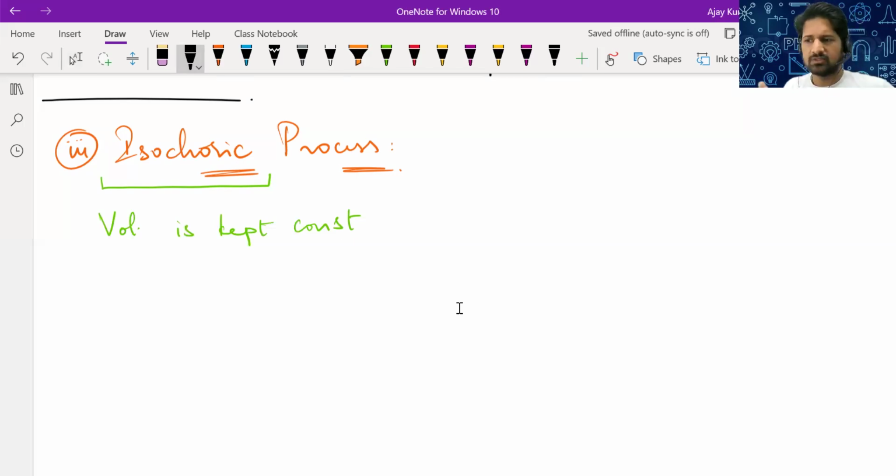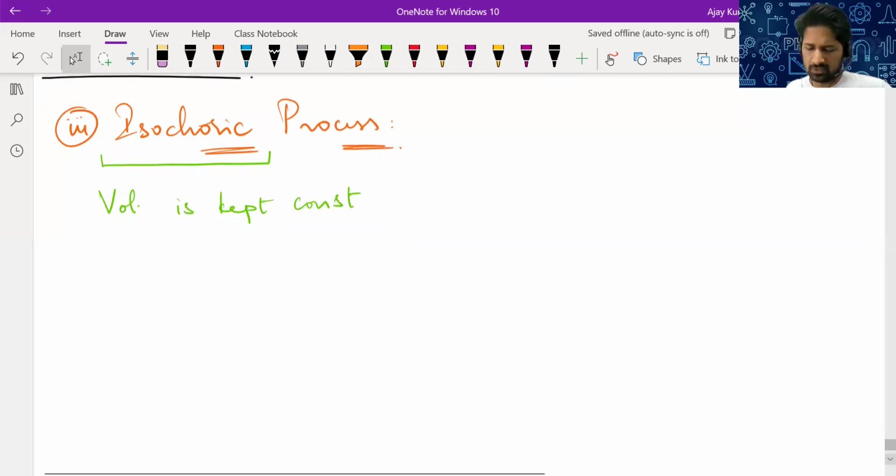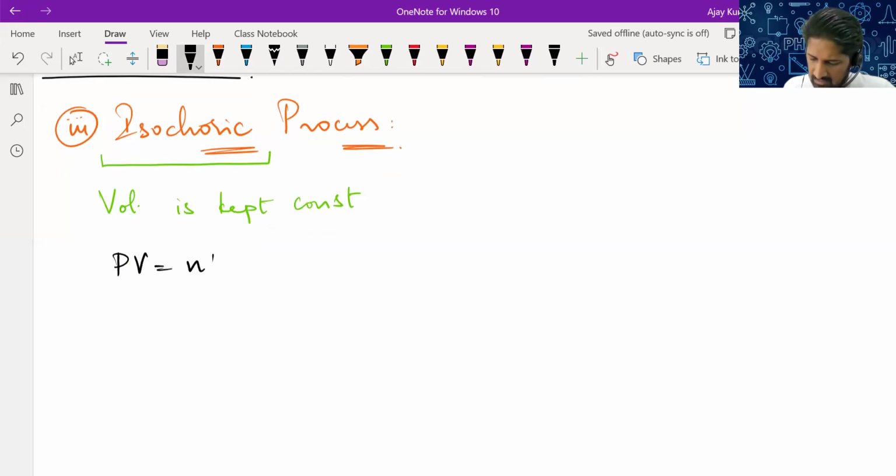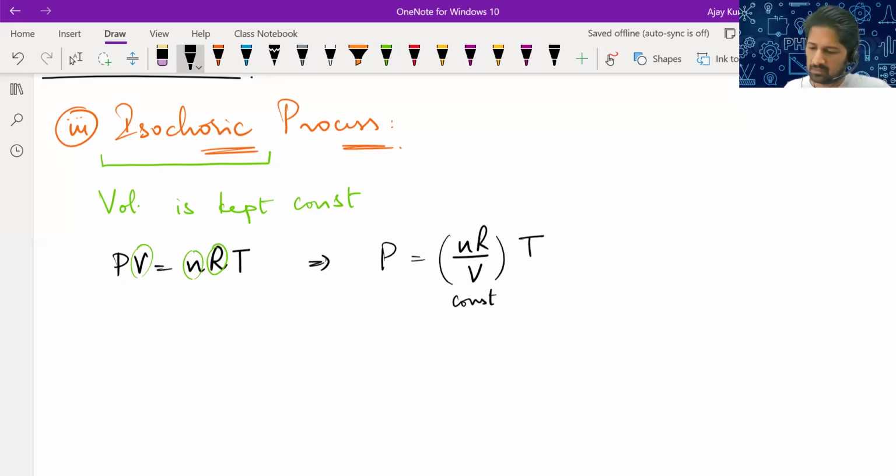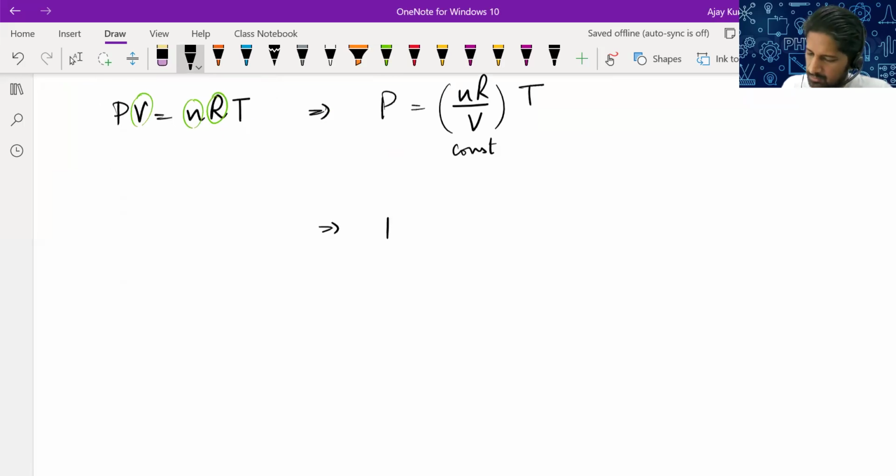As usual, we'll have to draw the graphs for this process, then derive process specific formulas for delta W, delta U, delta Q. We'll do that quickly. Now we know PV is equal to nRT. And being an ideal gas, the gas will definitely have to obey this relation. Now the volume is kept constant. n and R are anyway constants. So you can say pressure is equal to nR by V multiplied with T. nR by V is a constant. So pressure is some constant multiplied with temperature. Therefore, pressure becomes proportional to temperature.